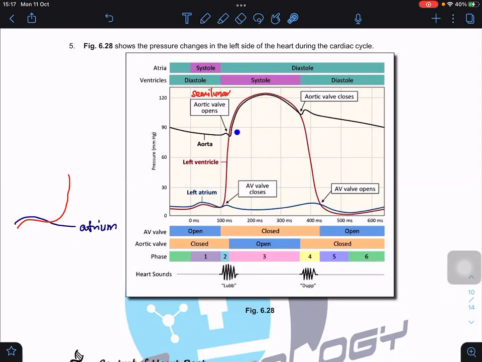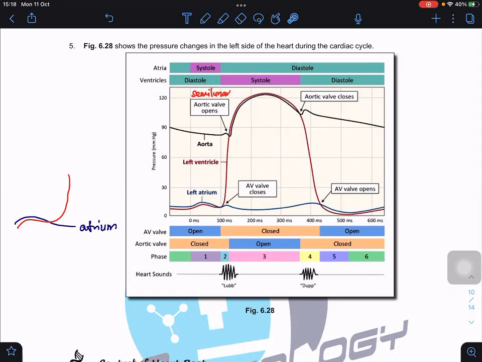You realize that at these intersections, the red line is higher. The red line, can you see that? It is higher than the black line. The black line refers to the aorta. So it means the pressure of the blood inside the left ventricle is higher than the pressure inside the aorta. Therefore, you push open the semilunar valve or aortic valve, allowing the blood to enter into the aorta.